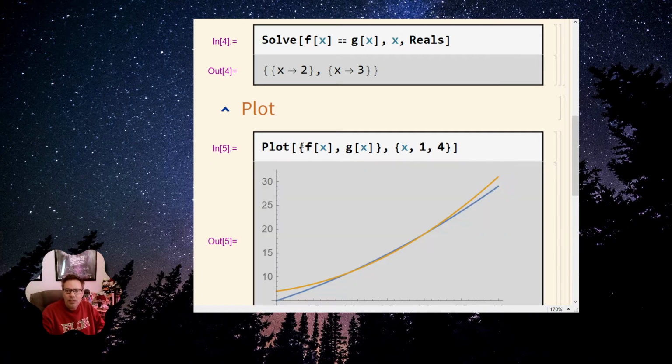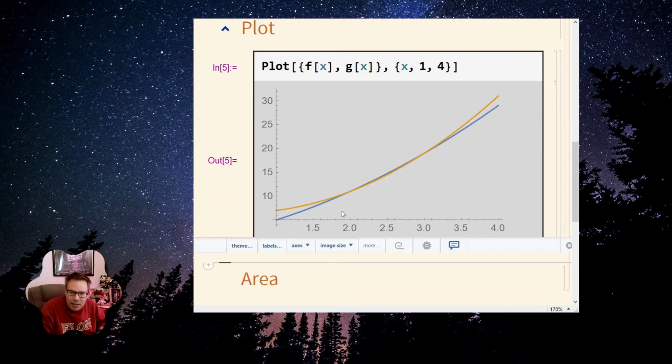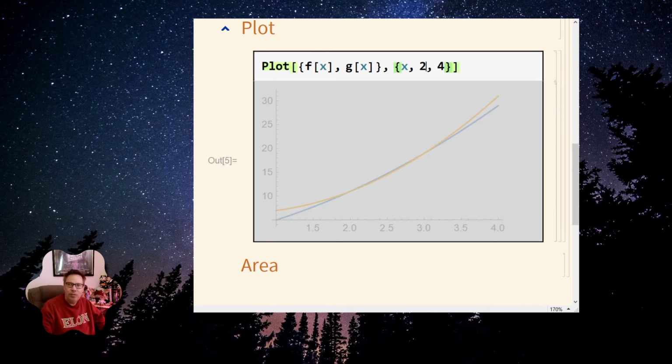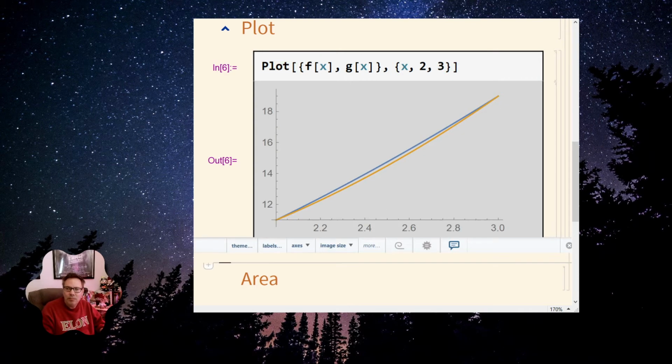I'll evaluate this. And I'm looking at this and it's very, very hard to see. Let's just go from 2 to 3 and see what happens. Okay, there's a very, very small area in between them. You see that little tiny sliver?